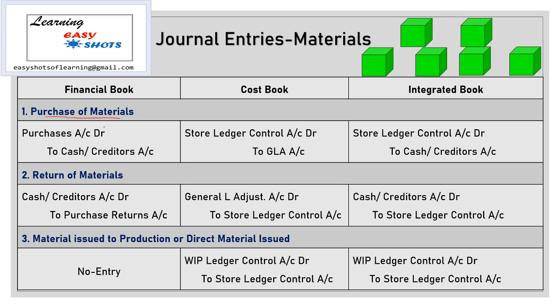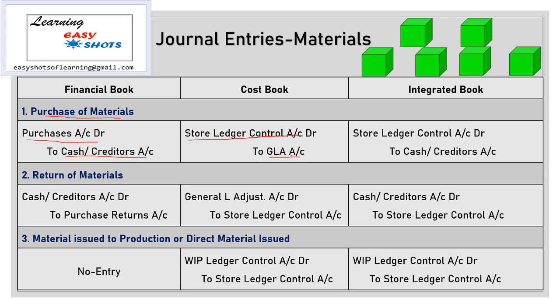When the material is purchased, the entry in the financial book is simple: purchases account debit to cash or creditors. Now in the cost book, when the raw material is increased in the store, we debit stores ledger control account, and in place of cash or creditors, we use general ledger adjustment account because assets and liabilities are not considered in cost books. So in place of these, we use GLA account.